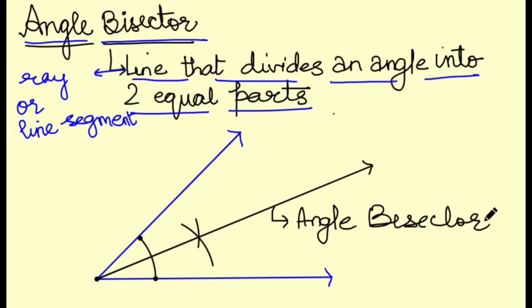We have taken one angle, we have bisected it, and that's how these two equal parts are formed. Now these two angles are equal. I am putting an arrow, I am writing that these two angles are two equal parts of the whole angle.